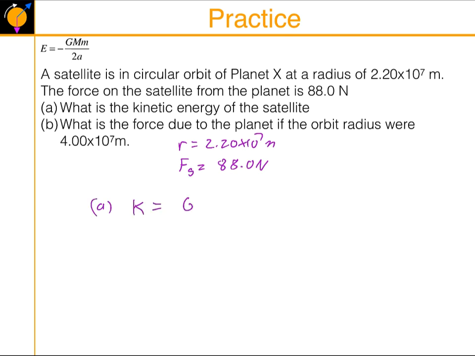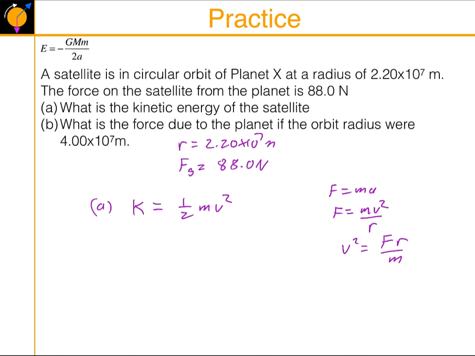Kinetic energy is GMm over 2r, but here, let's do it this way. Kinetic energy is 1/2 mv squared. Now, we don't know the mass of the satellite. We don't know the velocity, but we can figure a lot of this out using a nice little shortcut. F equals ma, and we've done this one before. So F equals ma, or mv squared over r. I'm replacing a with the centripetal acceleration. So I can solve that for v squared, and v squared is equal to F times r over m.